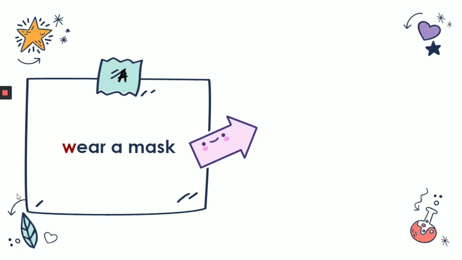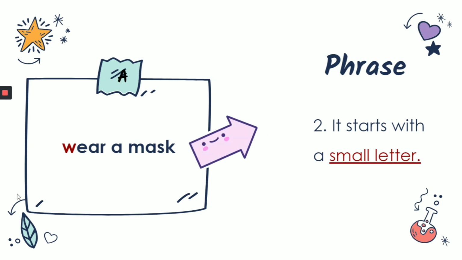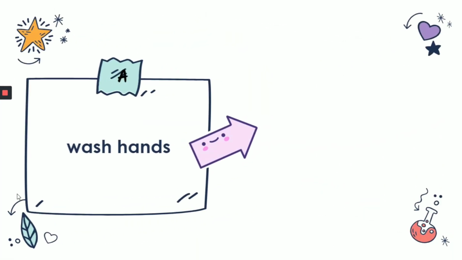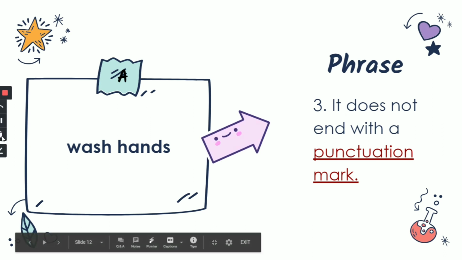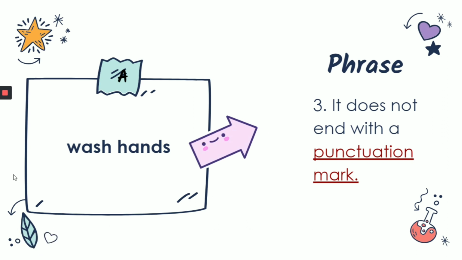Next, look at the next example. Wear a mask. A phrase starts with a small letter. That's why, look at the words wear a mask, it starts with a small letter W. Lastly, wash hands. A phrase does not end with a punctuation mark. Remember the three basic punctuation marks? Period, question mark, and exclamation point. Wash hands has no punctuation mark. That's why it's an example of a phrase.